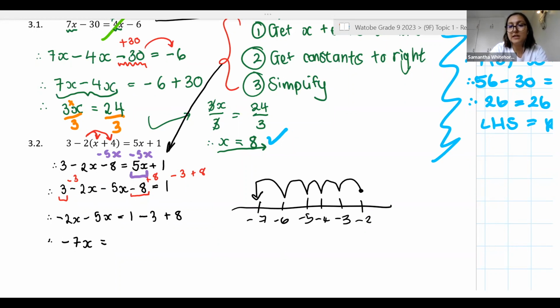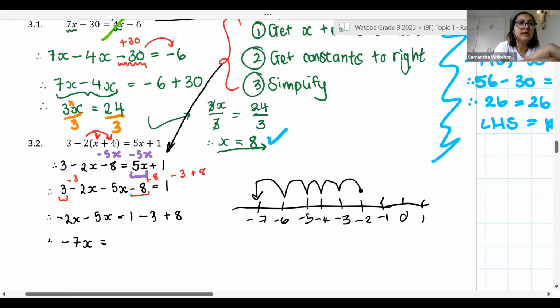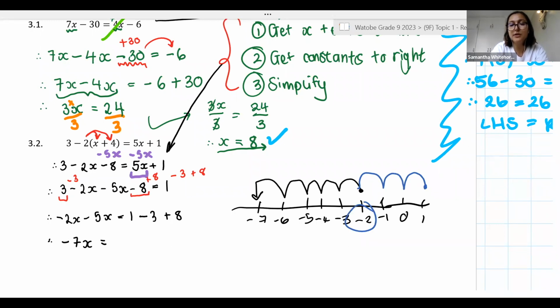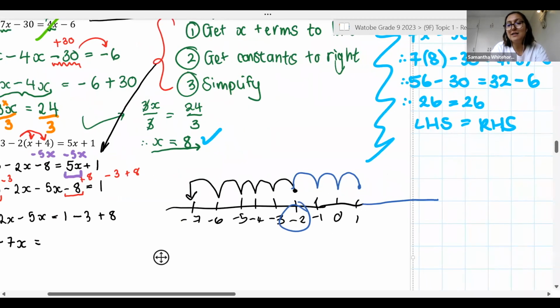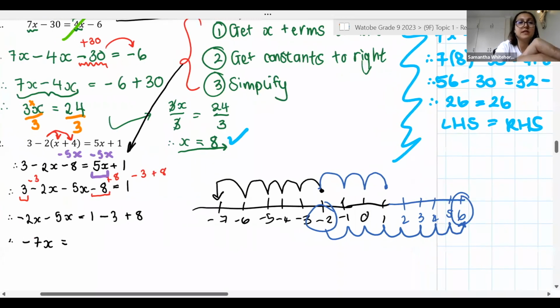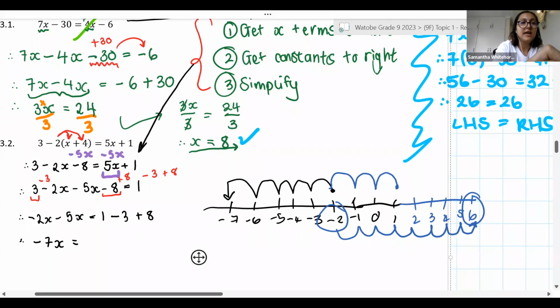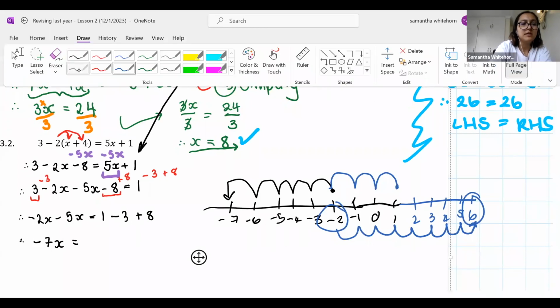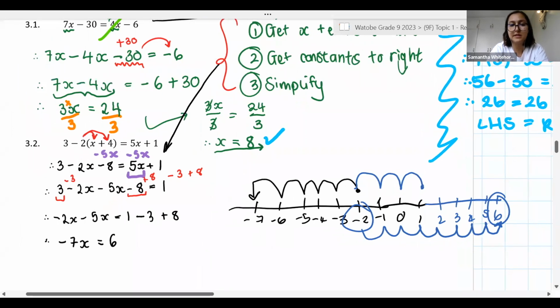So if I just extend this number line a little bit, nearly forgot my numbers there for a second. We're starting at 1. We are subtracting 3: 1, 2, 3. So I'm now at negative 2. And then I want to add 8. So 1, 2, 3, 4, 5, 6, 7, 8. I end up at positive 6. So I've got negative 7x is equal to a positive 6.